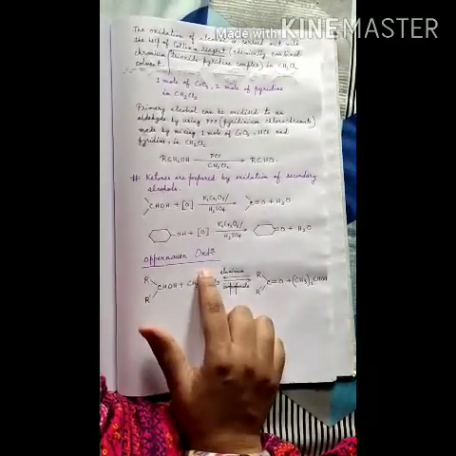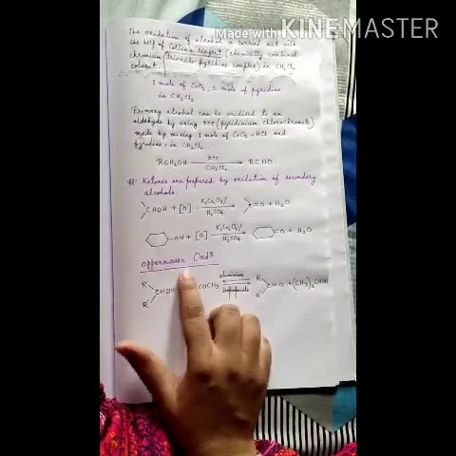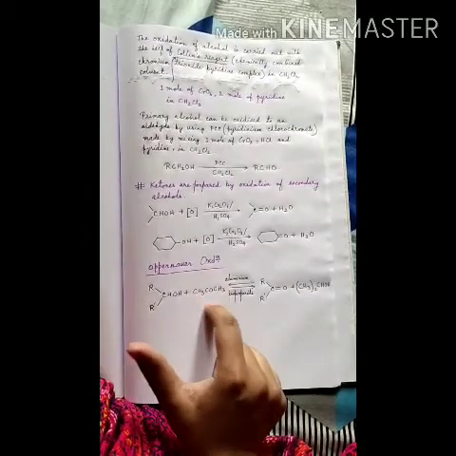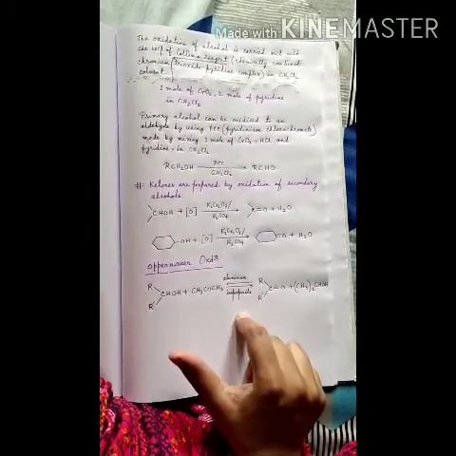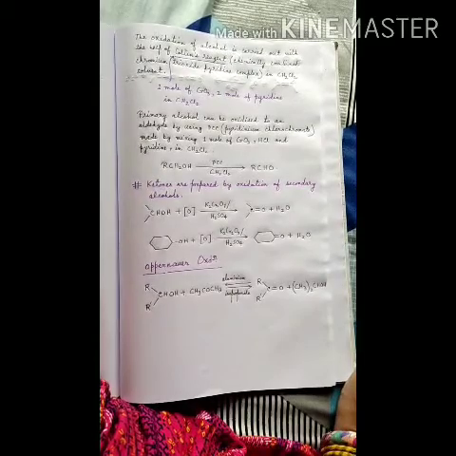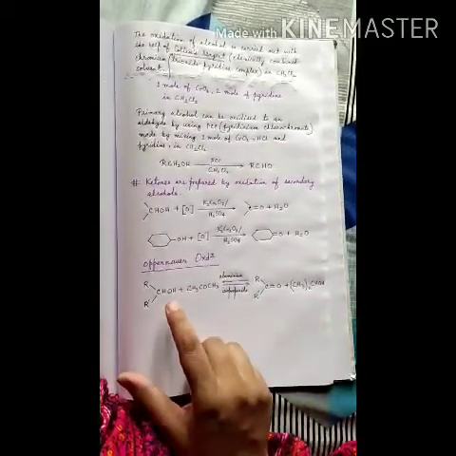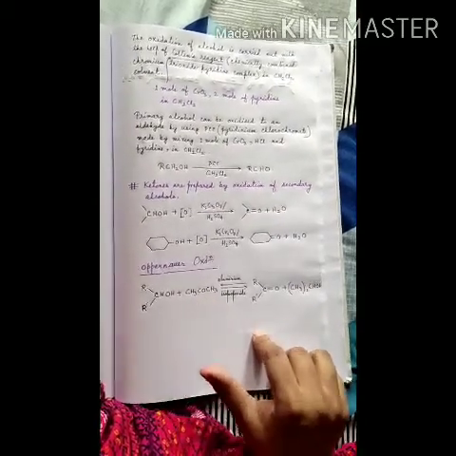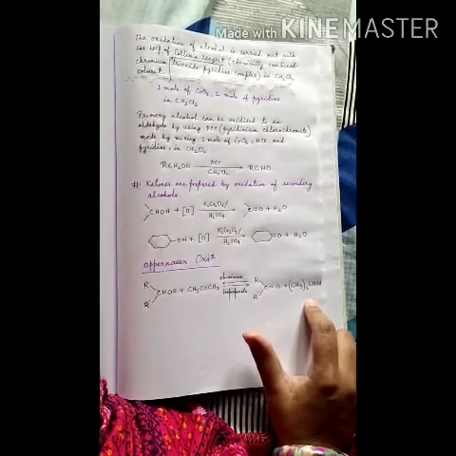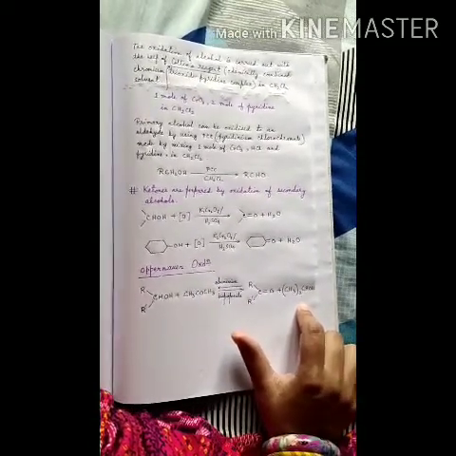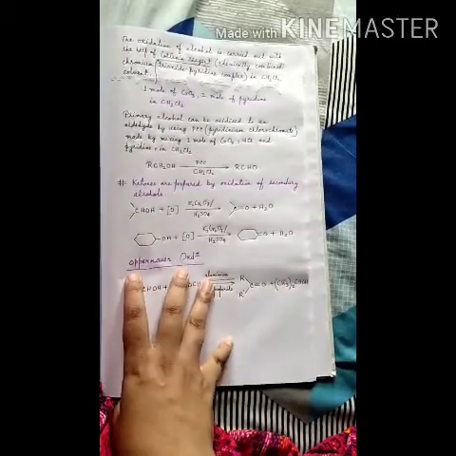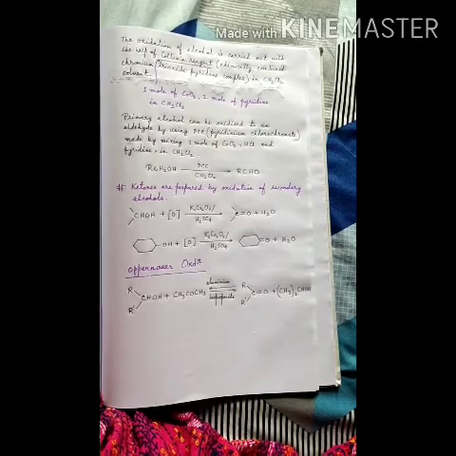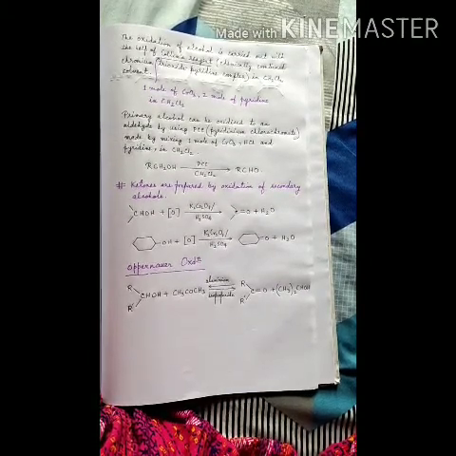Next comes Oppenauer oxidation. This is not in the syllabus, but still I am discussing. It's a reversible reaction between a secondary alcohol and acetone in presence of aluminium isopropoxide, or we can use aluminium tertiary butoxide, where this secondary alcohol is getting oxidized to the ketone and the acetone is getting reduced to the primary alcohol. Here the Oppenauer oxidation merit is that even if a compound is containing a double bond as well as an OH group, it will not oxidize the double bond and it will only oxidize the OH group into the aldehyde.